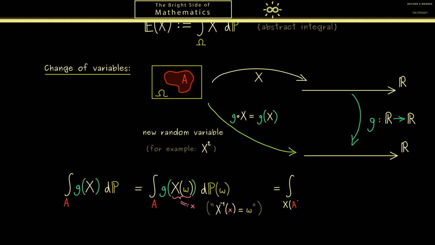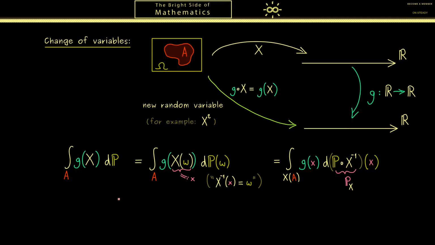First, the domain of integration is the image of A under X. And then we just have the function g of lowercase x. However, now the measure is different, it's P composed with X inverse. And there you know, we read this as a pre-image, and therefore this should be the distribution of the random variable X. In other words, it's P_X. In fact, this whole thing here is very important, it's the first thing you should remember here.